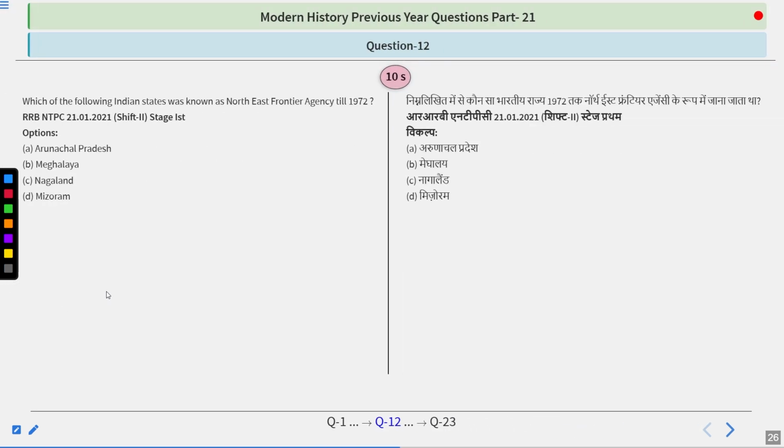Which of the following Indian states was known as the Northeast Frontier Agency till 1972? Arunachal Pradesh, Meghalaya, Nagaland, or Mizoram? Very important question. Think about it.